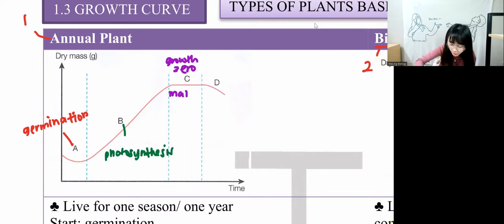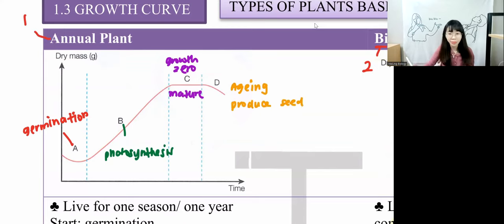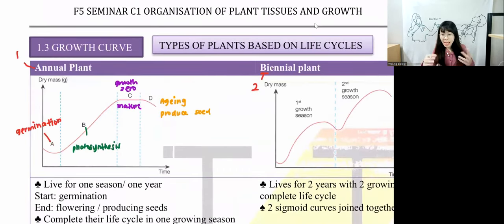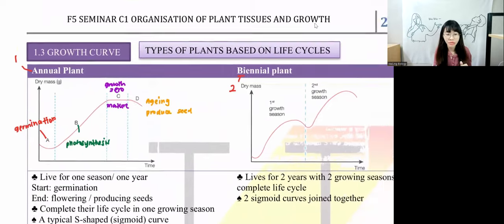Why is it 0? Because the plant has matured. They have reached the maximum. Same as humans, when we reach a certain point of life, the cells produced are equal to the cells eliminated. D is decreasing. Why is D decreasing? Because D is the aging process. Aging means they are getting old, and then they will try to produce seed. Once they produce seed, they will die. This is in sequence: A is germination, B is photosynthesis, C is zero growth, D is the aging process. In the exam, they will ask you based on A, B, C, D. You have to remember this.